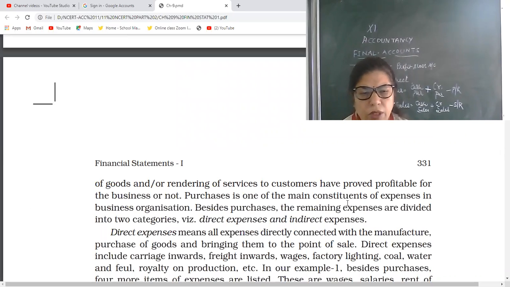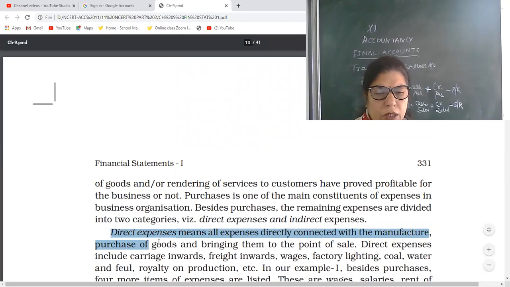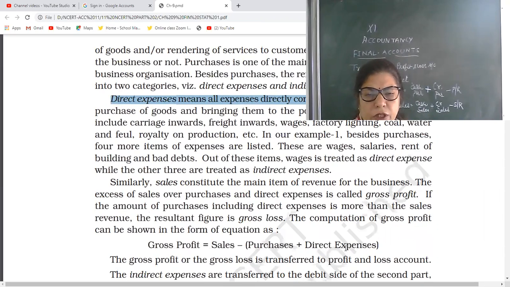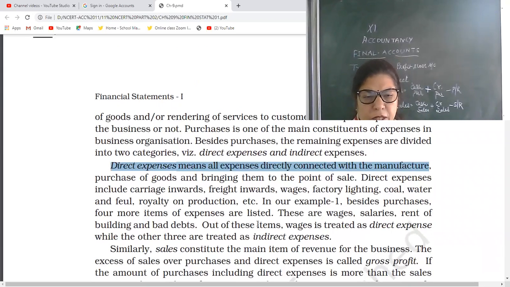It involves all direct expenses. Direct expenses, note down, are directly connected with the manufacturing of products, with the purchase of goods, like carriage inward, freight inward, all of that. And the others are indirect expenses. Indirect expenses are those related with sales, distribution, office, etc.